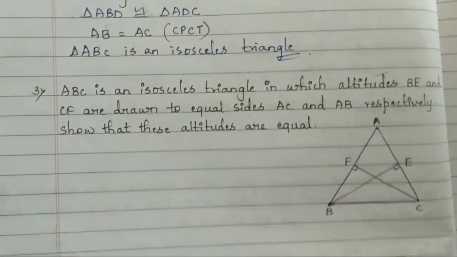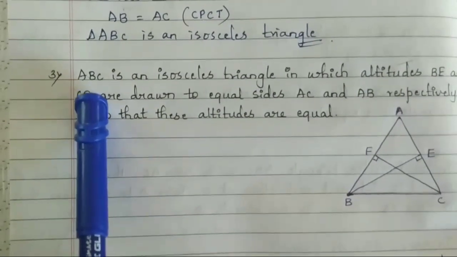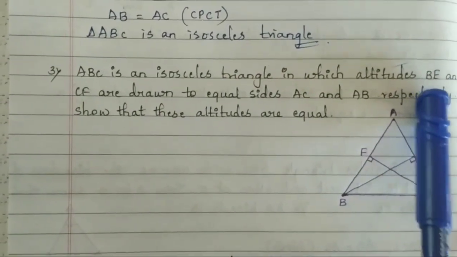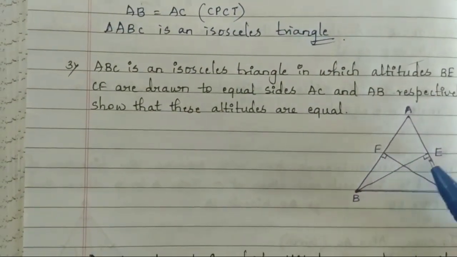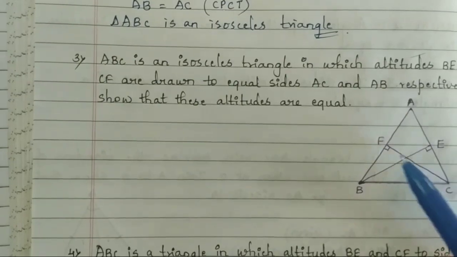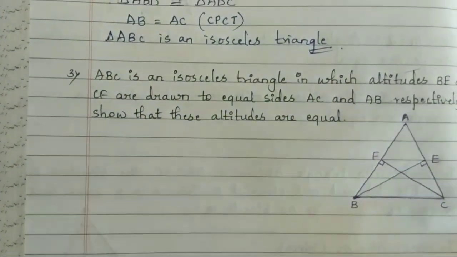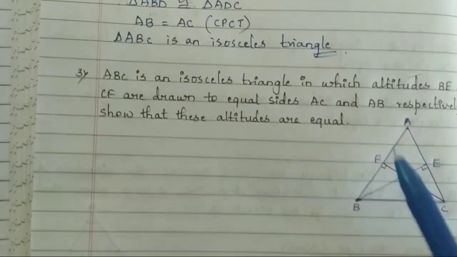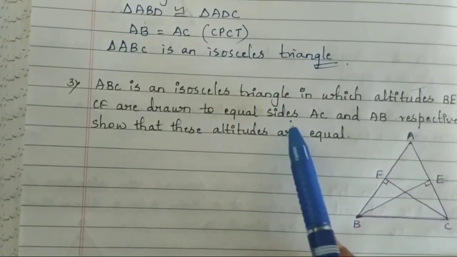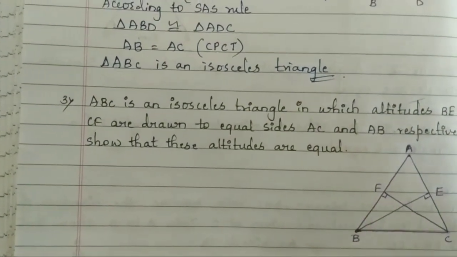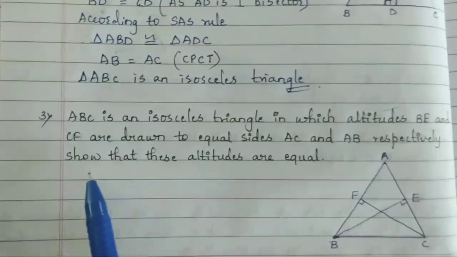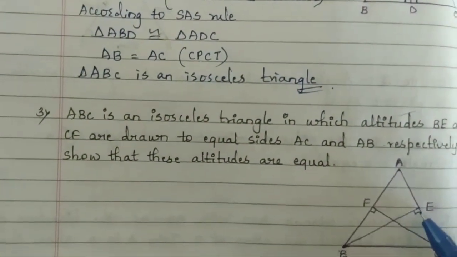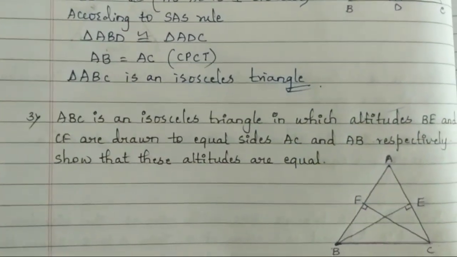Next, moving on to the third question. You can see the question here, ABC is an isosceles triangle in which you can see the altitudes BE and CF. These are the altitudes which are drawn to the equal sides. You can see this is equal side, AC and AB. Already they have told us that these are equal sides. What we have to show here is that these altitudes are equal. We have to show BE is equal to FC.